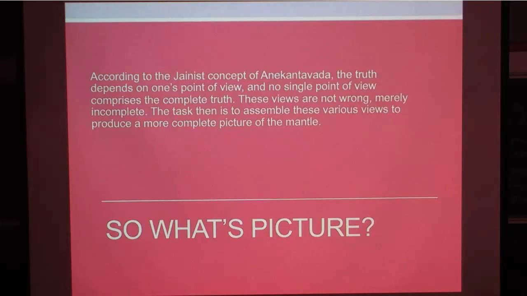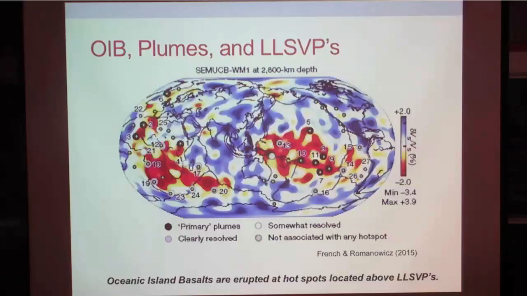So what is the picture? What is this beast that we've been putting our hands on? And I'm going to try to, in the last couple of slides, sum that up. First of all, oceanic island basalts, plumes, and LLSVPs. Oceanic island basalts are erupted from these hotspots, and we now know they're located above these LLSVPs, okay? And so we've known this for some time.